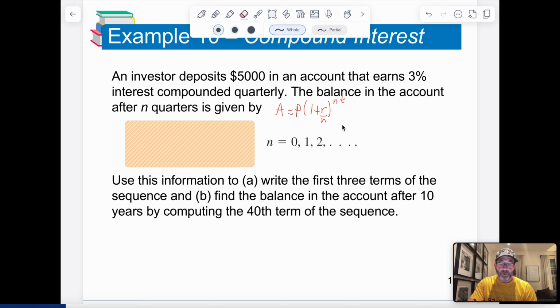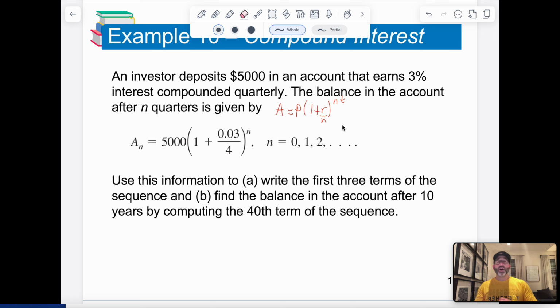So our formula, when we plug all the values in, is going to have 5,000 times 1 plus 0.03, because that's the interest rate, divided by 4 because it's being done quarterly. But it says here each quarter, so it's n quarters. That's why we don't have n times t. It's just each quarter we're going to do it. So 0, 1, 2, and so on. We're not saying years, we're just saying quarters. Okay.